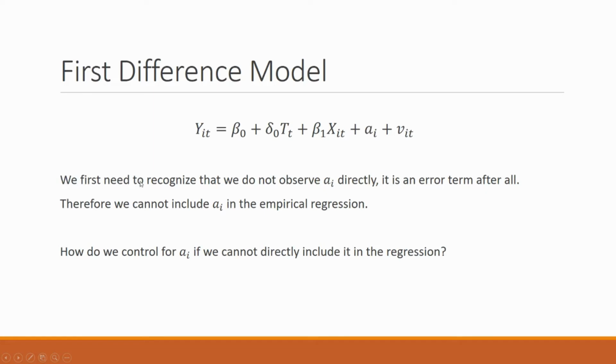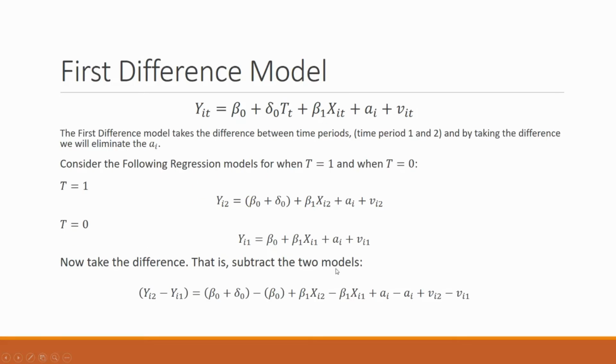All right, so we first need to recognize that we do not observe ai directly. It is an error term after all. We're saying that this is a part of the error term. Therefore, we cannot include ai in the empirical regression. That means ai isn't a variable. We don't have the ai variable in our data set, so we can't just include it. So if it's an error term, how do we control for it if we cannot directly include it in the regression? All right, well, both of these models are going to show you how. Two different ways of doing it. Let's do the first difference first.